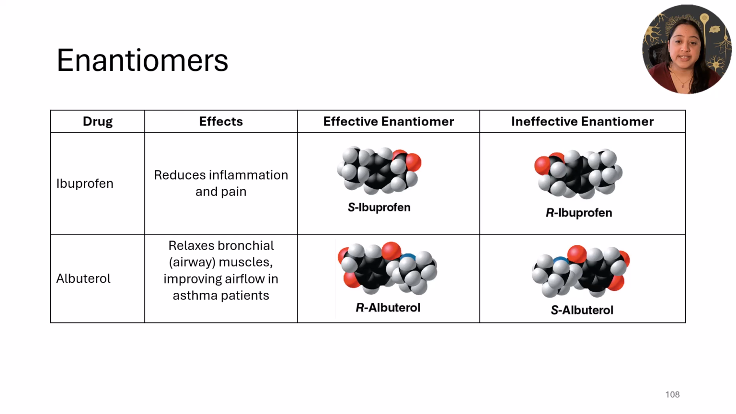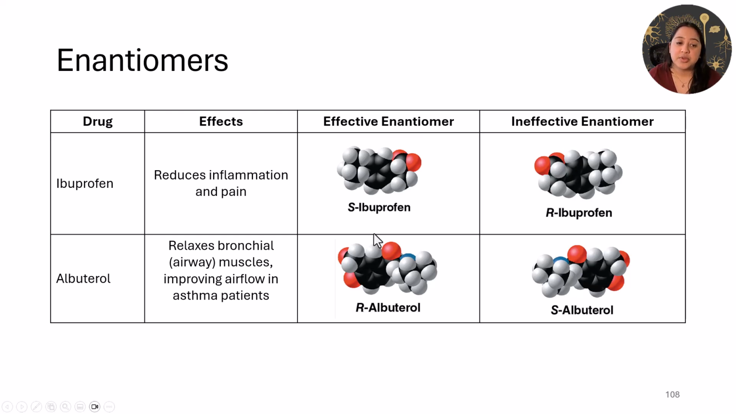So for example, there is ibuprofen in this table. Ibuprofen has 2 enantiomers, 2 mirror images. One is the S ibuprofen, and the other one is the R ibuprofen. In the case of ibuprofen, the S ibuprofen is what's actually effective. That enantiomer is able to be effective.